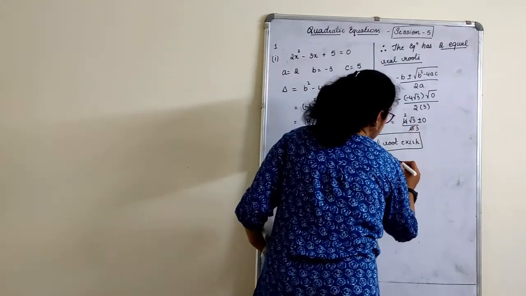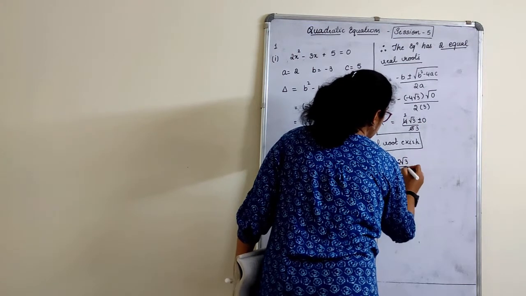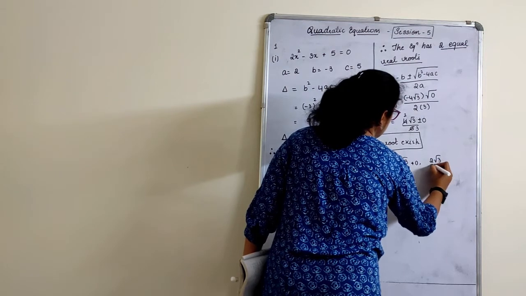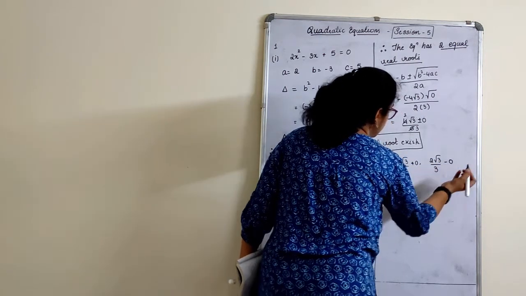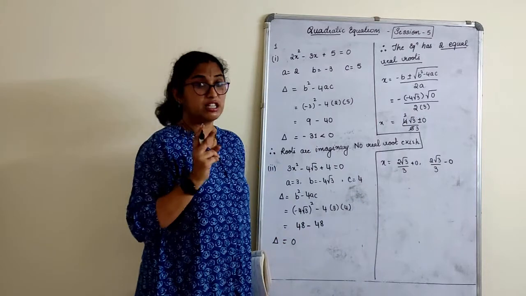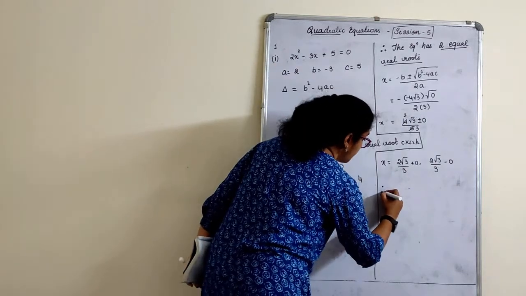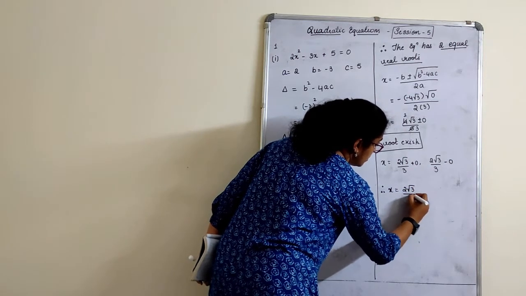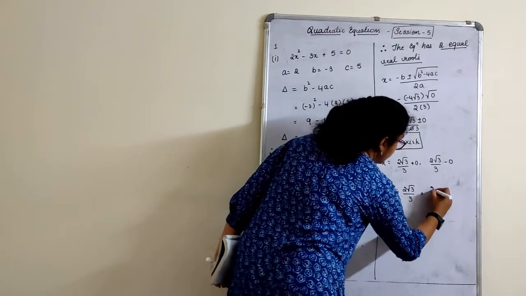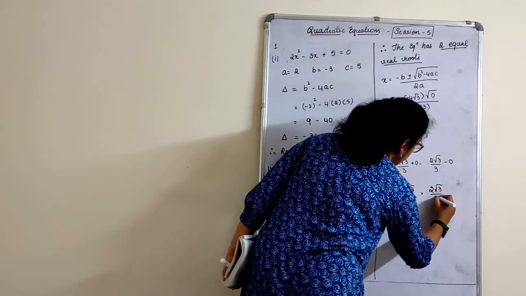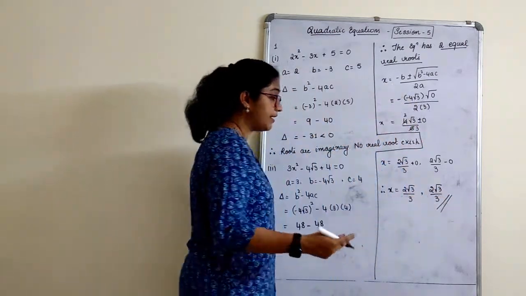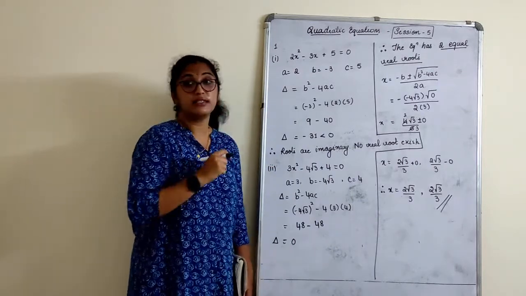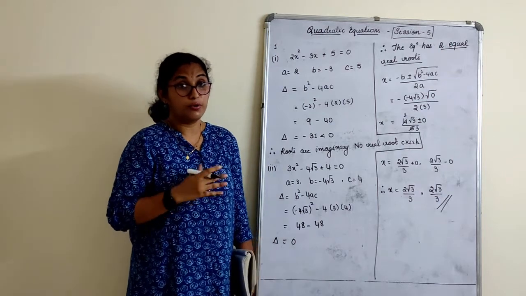So we have the answer as 2 root 3 upon 3 plus 0, 2 root 3 upon 3 minus 0. Just for your clarification, since it has only 2 roots, therefore x is equal to 2 root 3 upon 3, comma 2 root 3 upon 3. See here, what do we have? We have two real and equal roots. That is the meaning of this. Got it now? What to do and how to find?